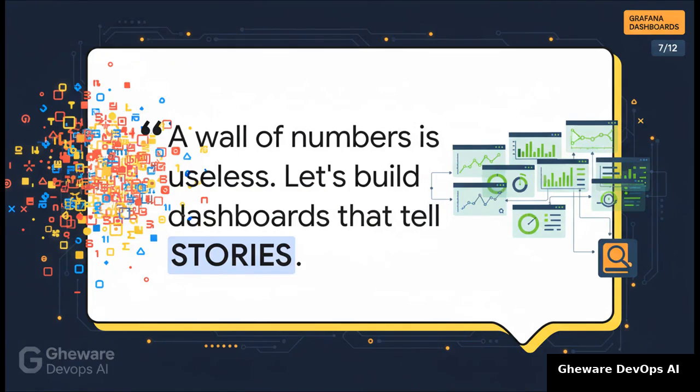And yeah, this really gets to the core of the problem, doesn't it? You can have all the metrics in the world flowing into Prometheus, but if all you have is a wall of numbers, it's just noise. It's useless. So our job, right now, is to cut through that noise and build something that tells a clear, compelling story about what's really going on inside our systems.